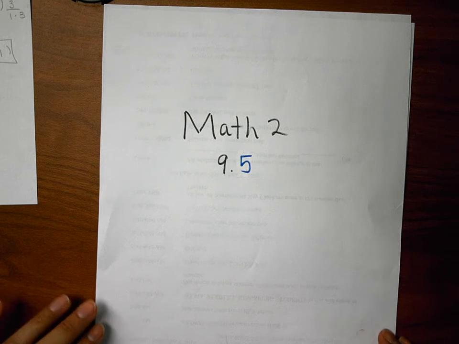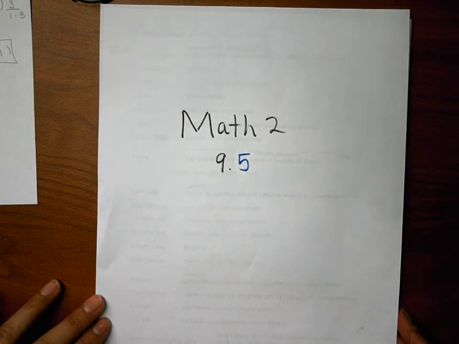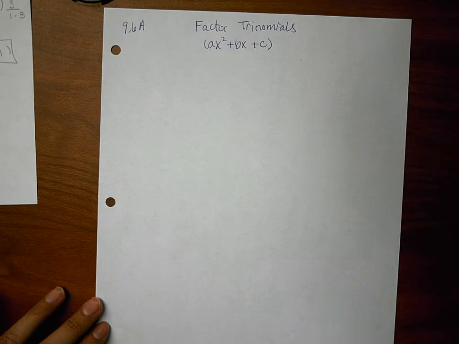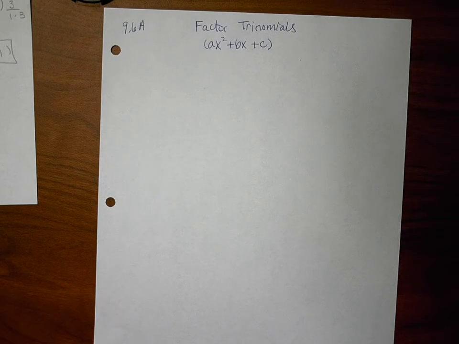This is Math 2, 9.5 notes. That's Math 2, Unit 9, Lesson 5. The title is Factor Trinomials.